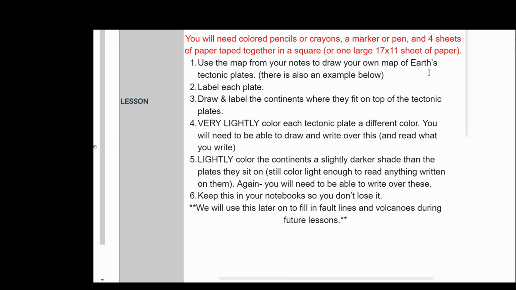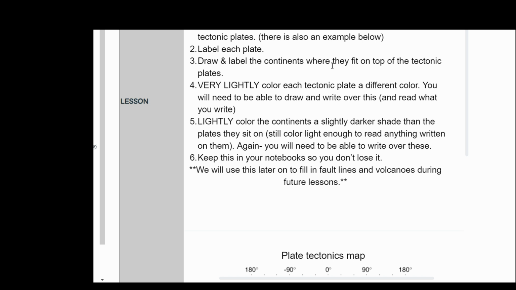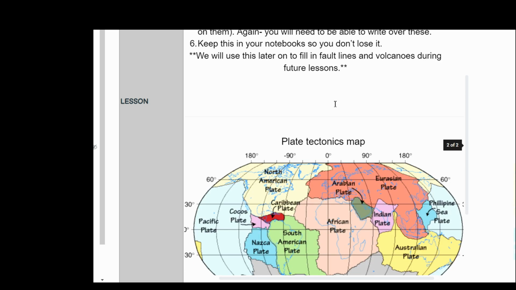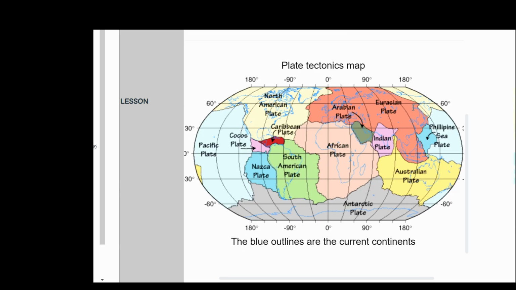So if you don't want to switch off this to the notes we took in the last class period, it's okay. The notes we took in the last class period opened up with a slide that showed all of the tectonic plates. They're not any different than the ones on this document, so you don't actually have to go to your notes. So you are going to draw all of the plates and label them, and then you're going to draw all the continents on top of those plates and label those. You're going to lightly color the plates. You're going to color a little bit darker for the continents, and then you're going to keep hold of this, and that's it. That's what you have to do today.